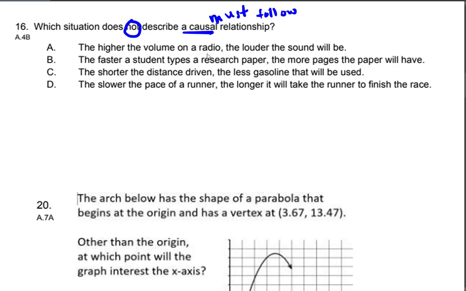So the higher the volume on a radio, the louder the sound will be. Well, if you turn up the volume on the radio, will it definitely become louder? Yes. So this example is a causal relationship. I'm going to put a C here. But we want the one that's not a causal relationship, so we don't want to circle that one. In fact, that one's the wrong one. The faster a student types a research paper, the more pages the paper will have.